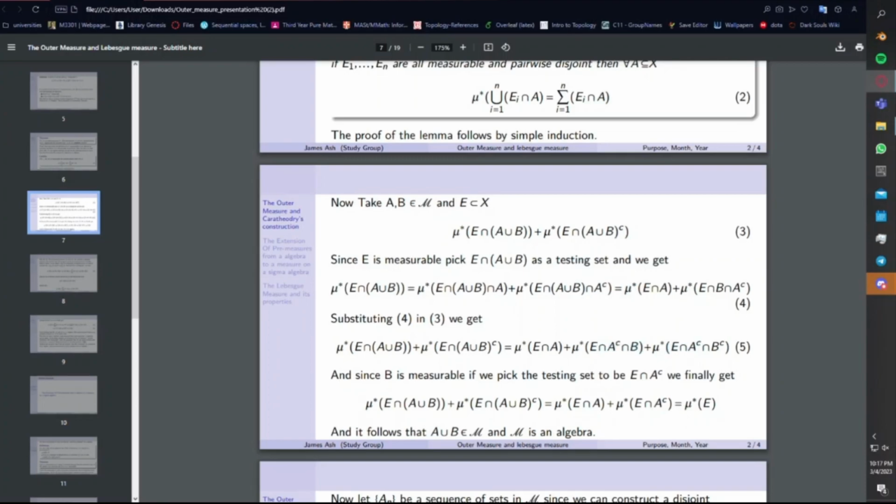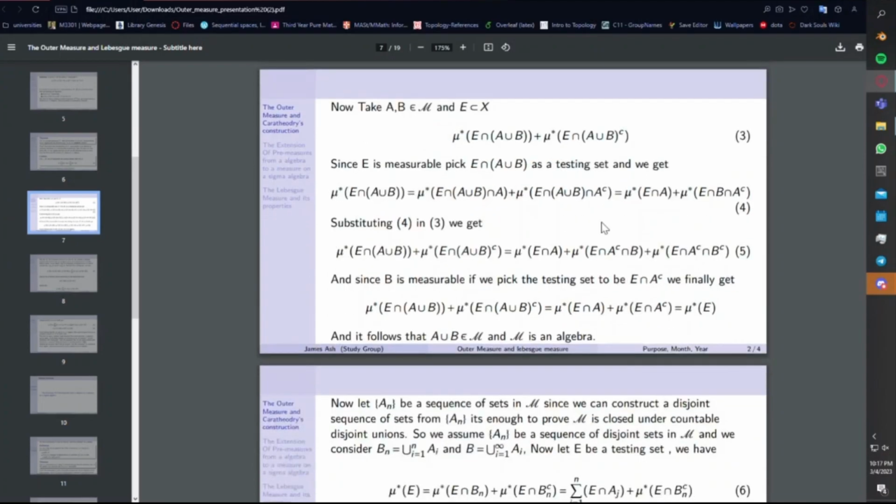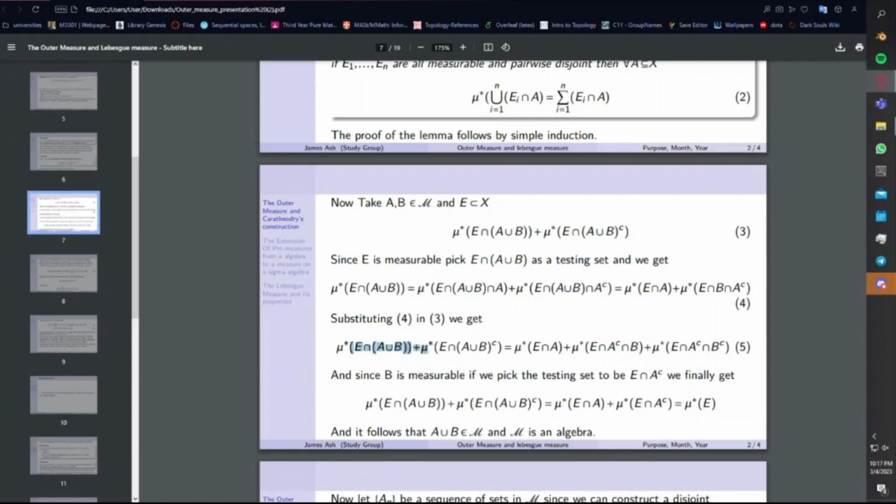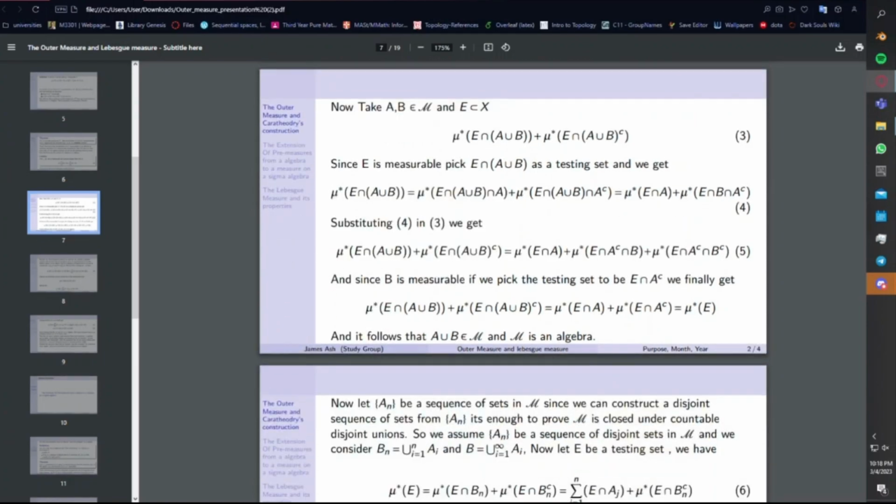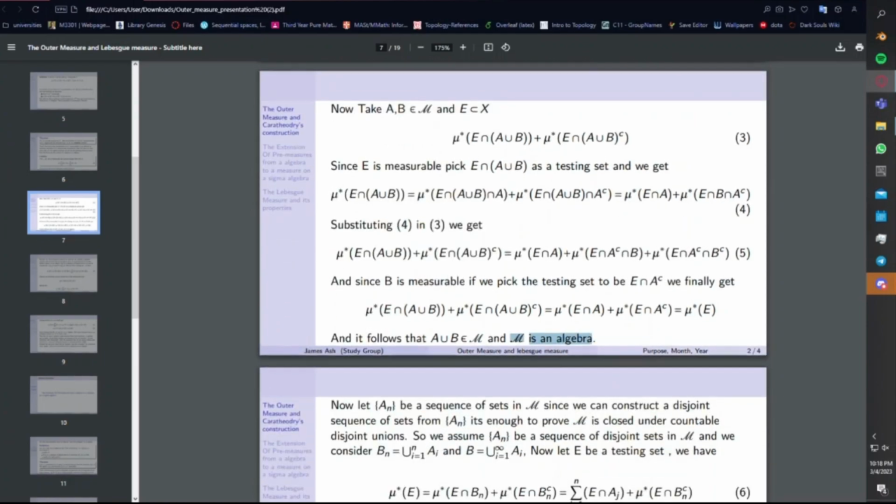So this is just going to be the measure of E intersection A complement. And we are basically done because we proved that the measure of this set is equal to the measure of E here. Just substitute them, and it's going to be the measure of E. Again, here E is the testing set. It was very simple. So we started from here. We got this to be the measure of E, and this proves that A union B is in M. So we basically got that M is an algebra.